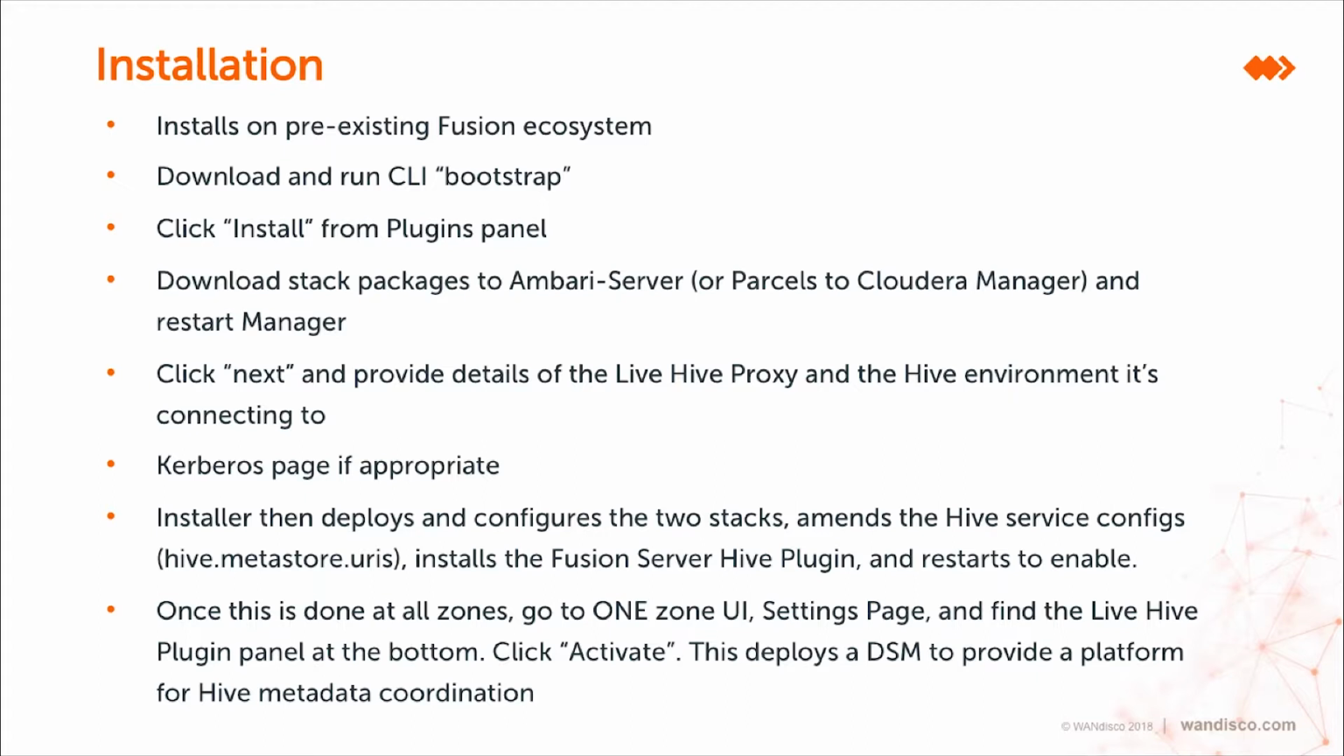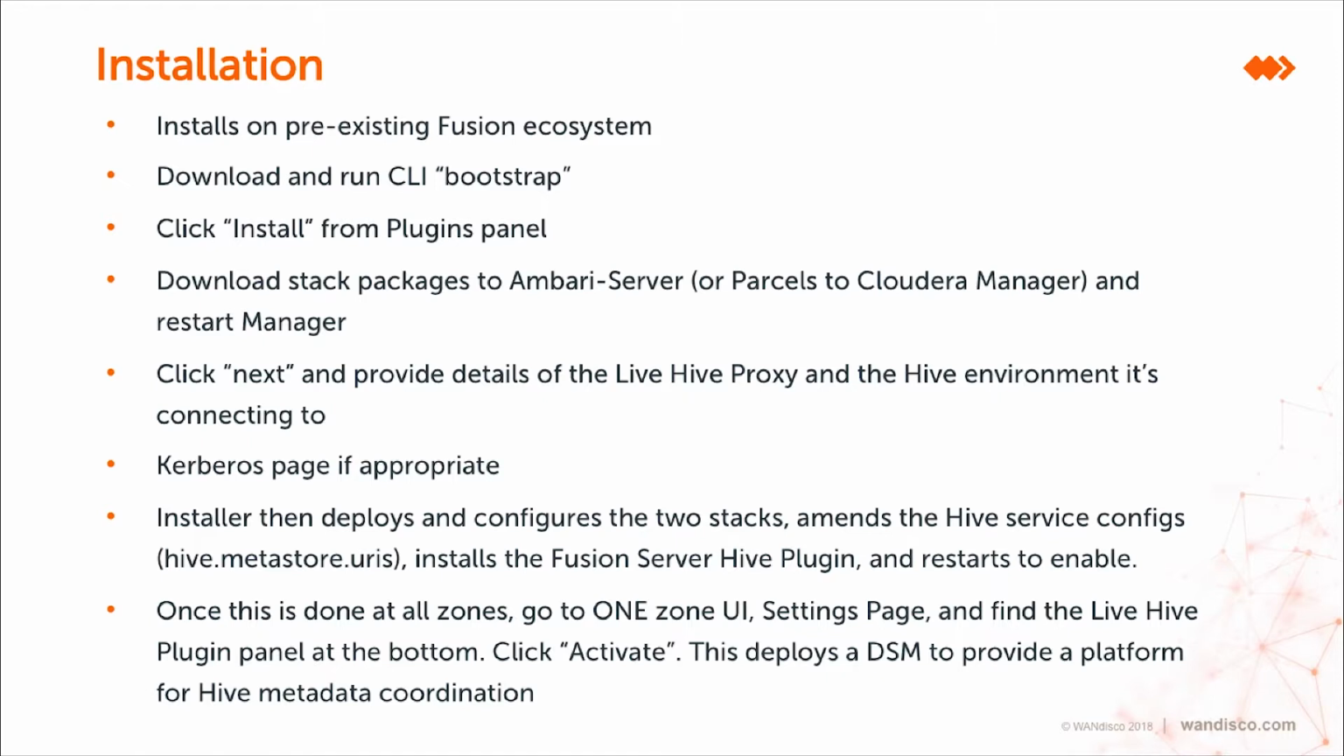Installation. It installs on pre-existing Fusion ecosystems. For example, if you were going to install Live Hive and you had a cluster of a name node, 5 data nodes, and an edge node, you would take an edge node and install Fusion, and then you would install Live Hive on the Fusion edge node. You download and run the CLI Bootstrap, just as with other Fusion installs, but once you're done with that piece, you're directed to the Fusion user interface, and you click Install from the Plugins panel.